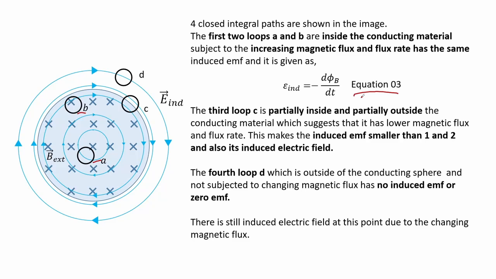The third loop, C, is partially inside and partially outside the conducting material, which suggests that it has lower magnetic flux and flux rate. This makes the induced EMF smaller than 1 and 2, and also its induced electric field. The fourth loop, D, which is outside of the conducting sphere and not subjected to changing magnetic flux, has no induced EMF, or zero EMF. There is still an induced electric field at this point due to the changing magnetic flux.